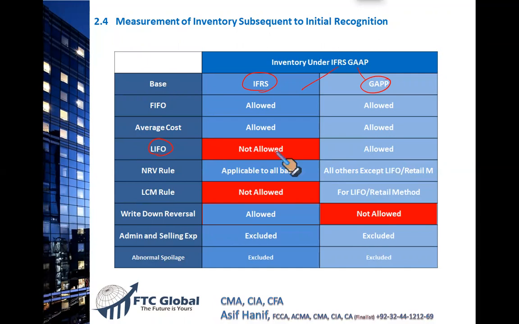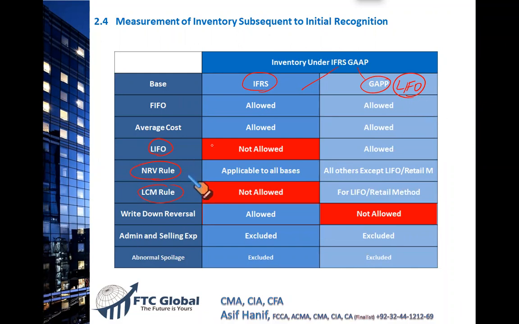Now, these are the two rules you need to learn very, very well. NRV and LCM rule. Where do we apply NRV? Where do we apply LCM? Please pay very close attention. This is very fine. First of all, LIFO is something that is permitted under the US GAAP. This is something that will have a unique valuation method subsequent to initial recognition.